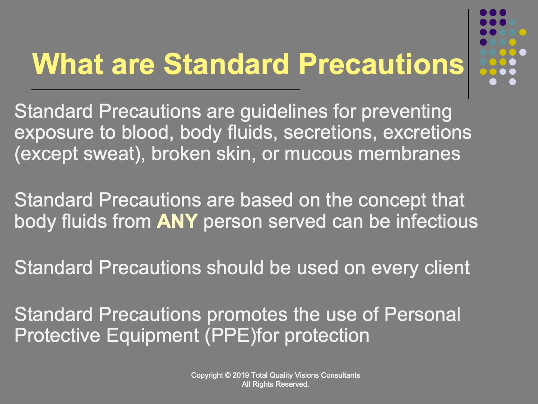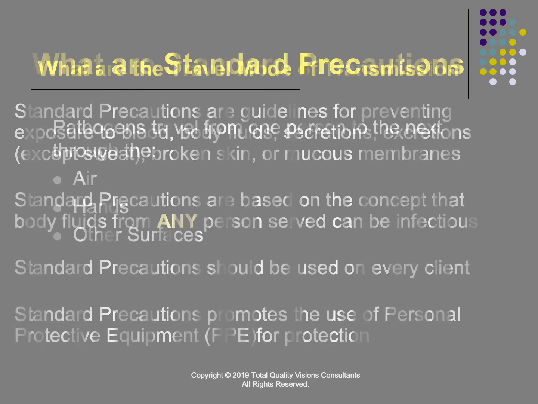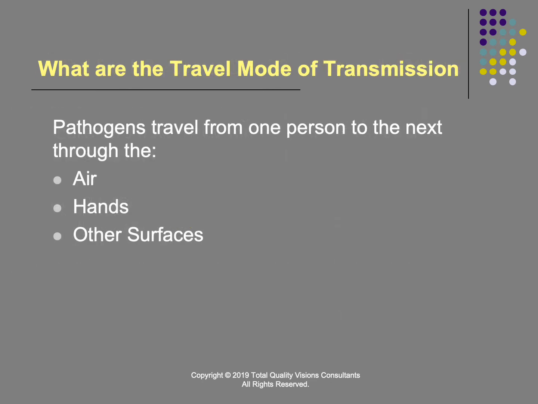Standard precautions are the guidelines for preventing exposure to blood, bodily fluids, secretions, excretions, broken skin, or mucous membranes, based on the concept that bodily fluids from any person can be infectious. It should be used on every person served, and necessary personal protective equipment should be used. Pathogens travel from one person to the next through air, hands, and other surfaces.